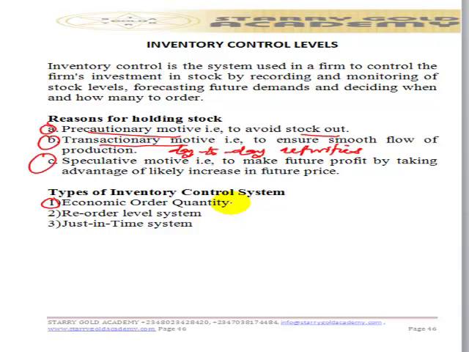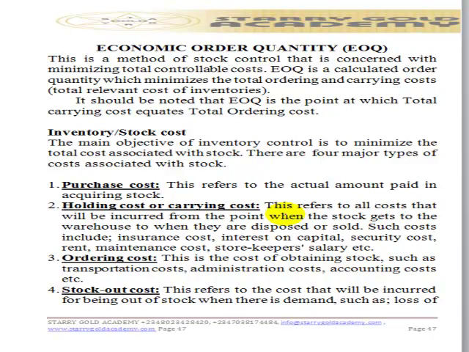One, the economic order quantity, which has to do with the quantity to order, the reorder level, when to order, and just in time, how. So I can talk about when, why, and how probably. So let's take this part of the inventory control, starting with the economic order quantity, EOQ. This is a method of stock control that is concerned with minimizing the total controllable cost. The EOQ is a calculated order quantity which minimizes the total ordering and carrying cost, which is the total relevant cost of inventories. It should be noted that the EOQ is the point at which the total carrying cost equates total ordering cost.